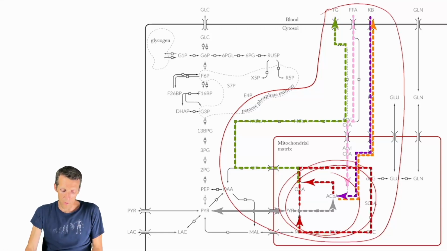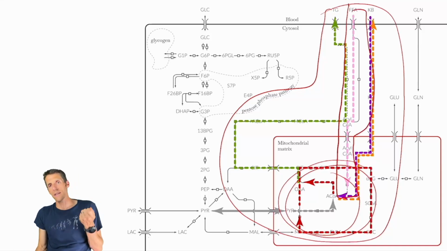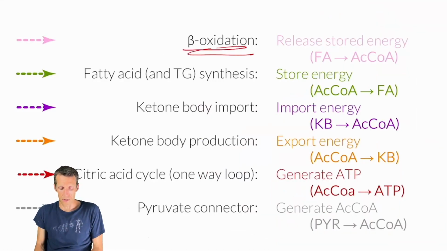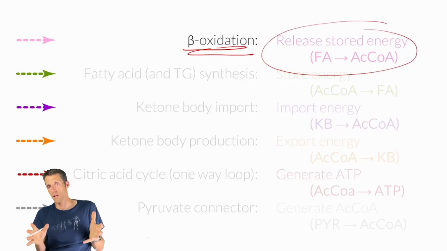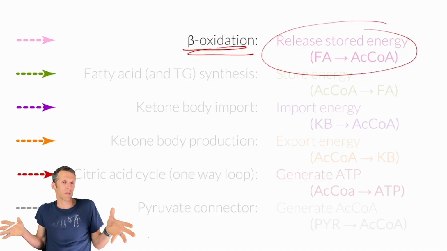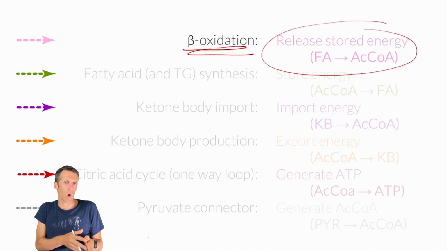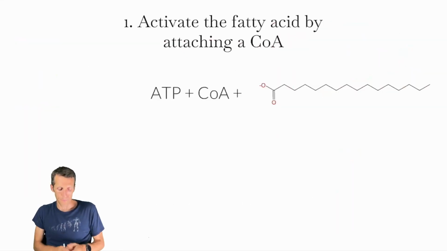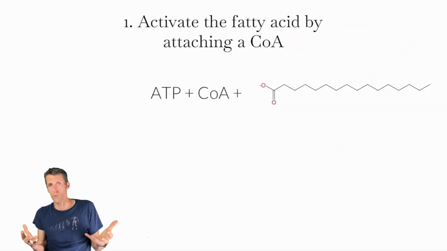The particular path we're going to be talking about today is this one here, this pink path, which is how do you take a fatty acid from, say, outside the cell and stick it all the way down in the citric acid cycle. This process is known as beta-oxidation, and what it does is it releases stored energy. It's releasing stored energy by taking these fatty acids, these long chains of carbons, and breaking them down into acetyl-CoA, which can then go into the citric acid cycle or into other metabolic fates. So let's just go through the steps.